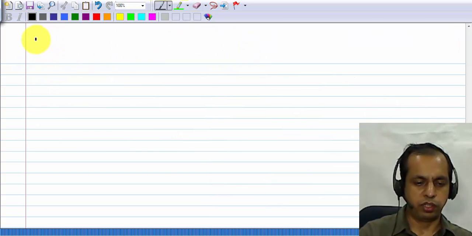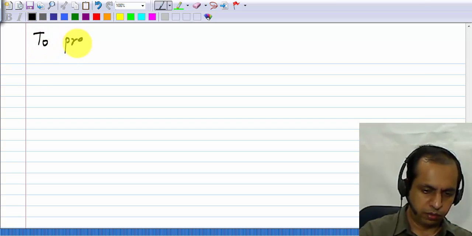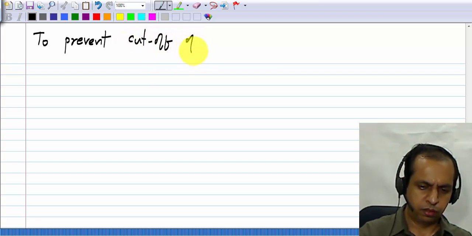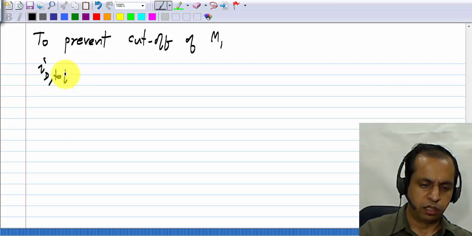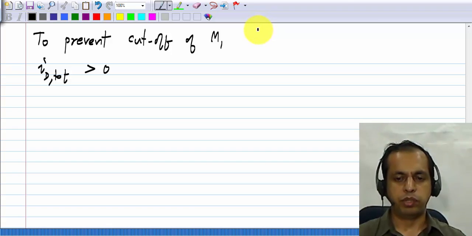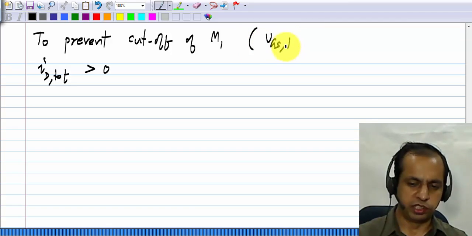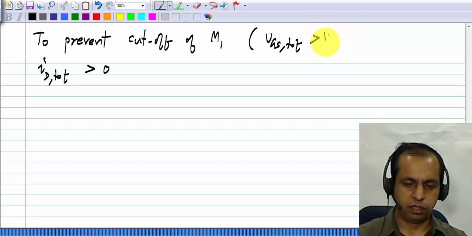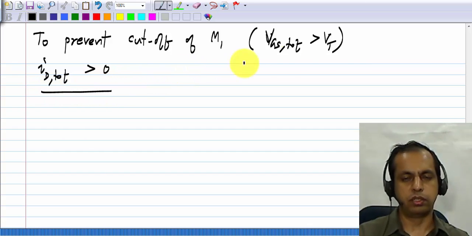And if you evaluate the cutoff limit, to prevent cutoff of M1, ID has to be greater than 0. As I mentioned in the previous lesson, another possible limit is to say VGS total has to be greater than VT, but we don't use this limit, we use this one.